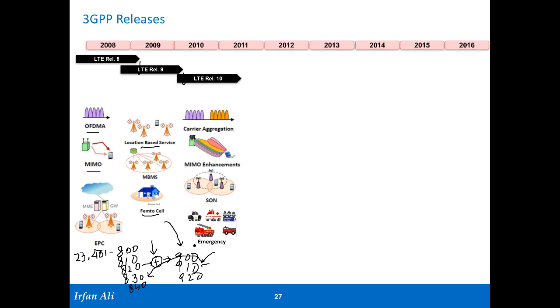All right, so let's go ahead one more release. Release 10 coming out in the middle of 2011. This is a major release. This is what's called LTE Advanced. It had the main features of carrier aggregation.